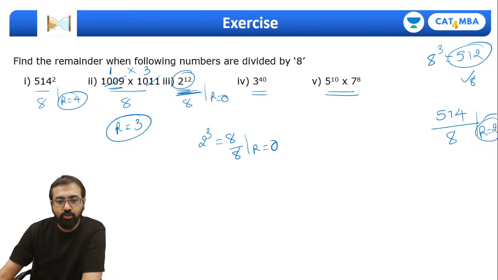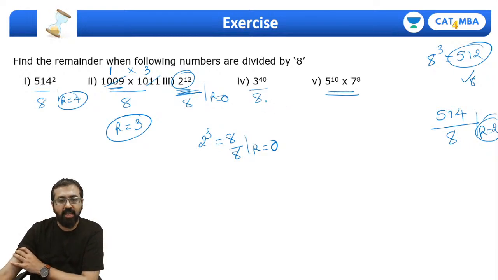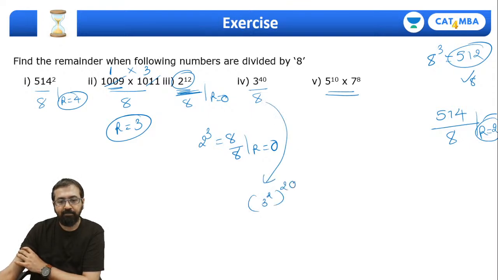Okay, now 3 raised to 40 divided by 8. What is the remainder, guys? So which power of 3 will give you remainder 1 when you divide by 8? Of course 3 square. So just write it this way: 3 square whole raised to 20 divided by 8. 3 square is 9. 9 divided by 8, remainder 1. 1 raised to any power is 1. So remainder is 1 over here.